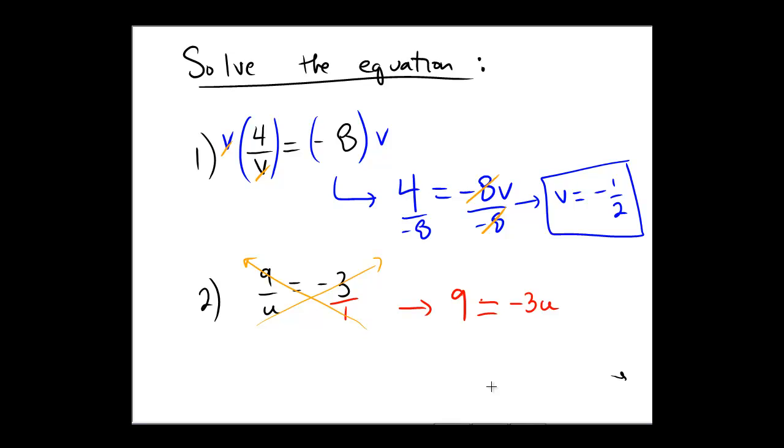Now that doesn't quite isolate the variable, but it gets us to the same stage as the last problem did. We now have to figure out what the variable u is actually equal to. So we will divide both sides by negative 3. On the right-hand side, negative 3's cancel, so you're left with a u. On the left-hand side, 9 divided by negative 3 is negative 3. So this answer is negative 3.